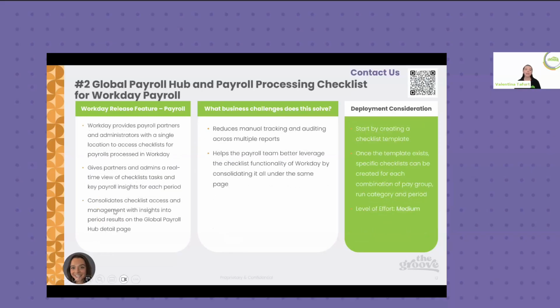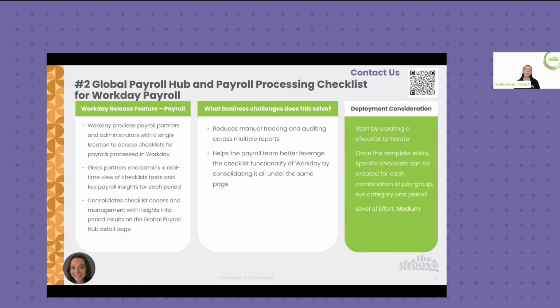The second feature that we have is the Global Payroll Hub and the Payroll Processing Checklist for Workday Payroll. And so what this means is before you were able to have checklists in the Global Payroll Hub for external payrolls that were not run in Workday. Now you can have this checklist for the payrolls that you are running in Workday.